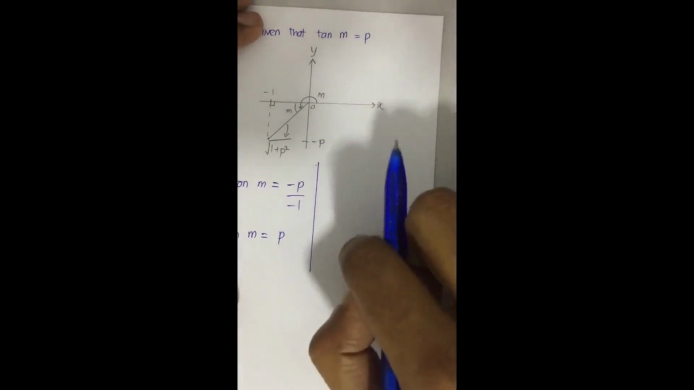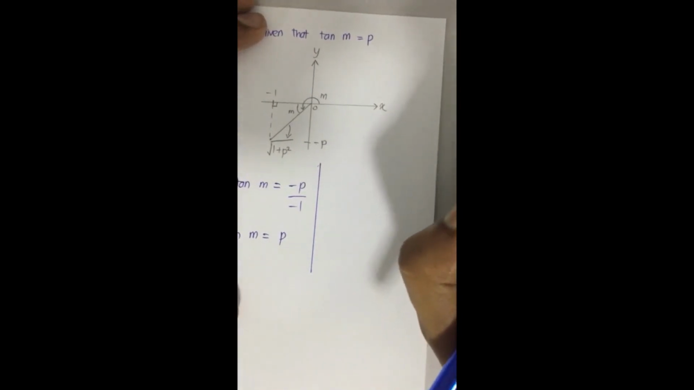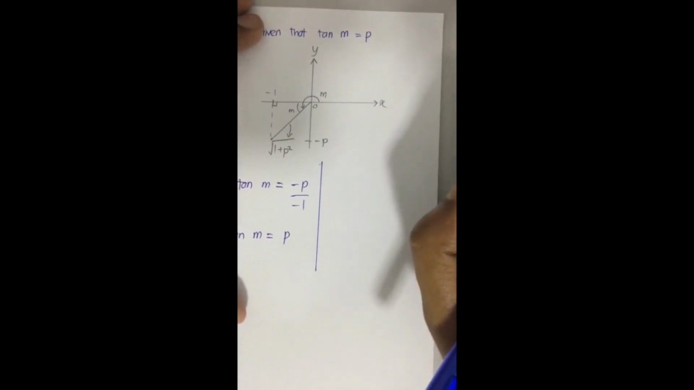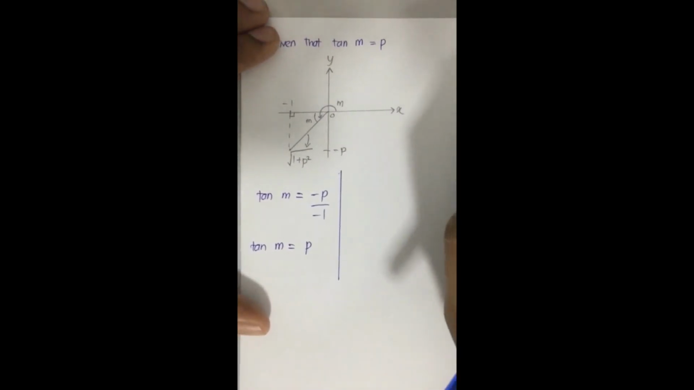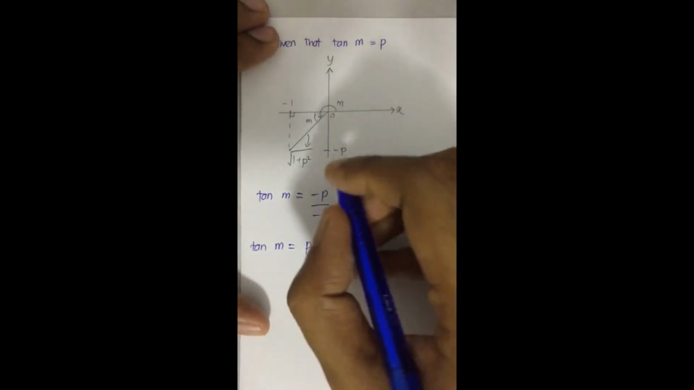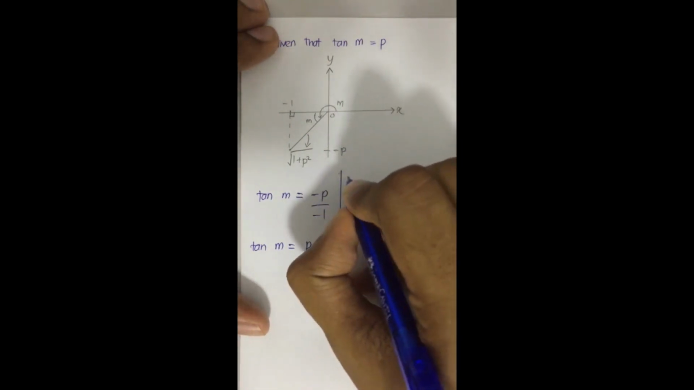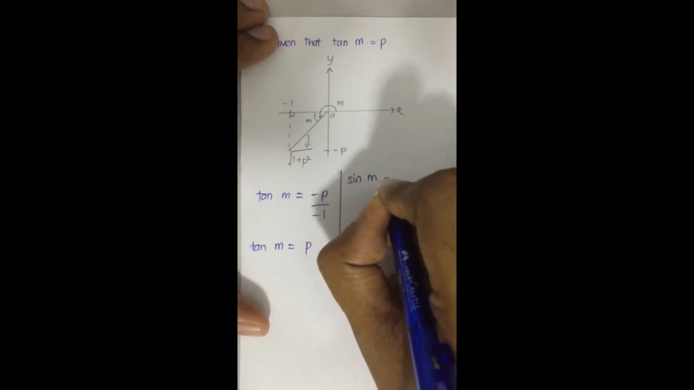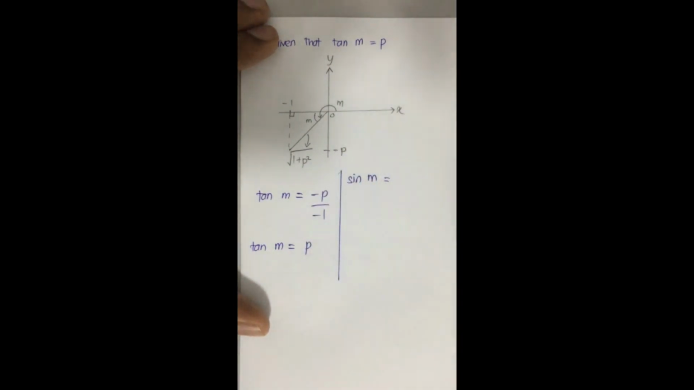Okay, the reason why I'm finding the three basic trigonometric identities, I'm going to explain to you later on, so please stay with me, guys, regarding the explanation. So from here we find sine m. The formula is equal to opposite divided by hypotenuse.